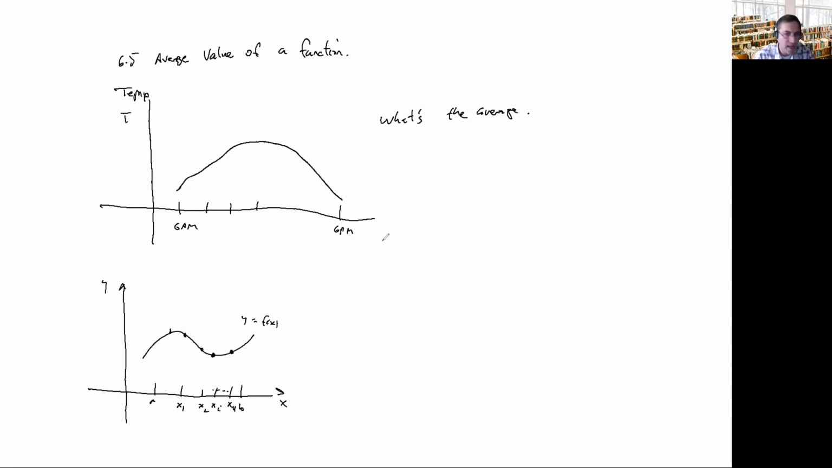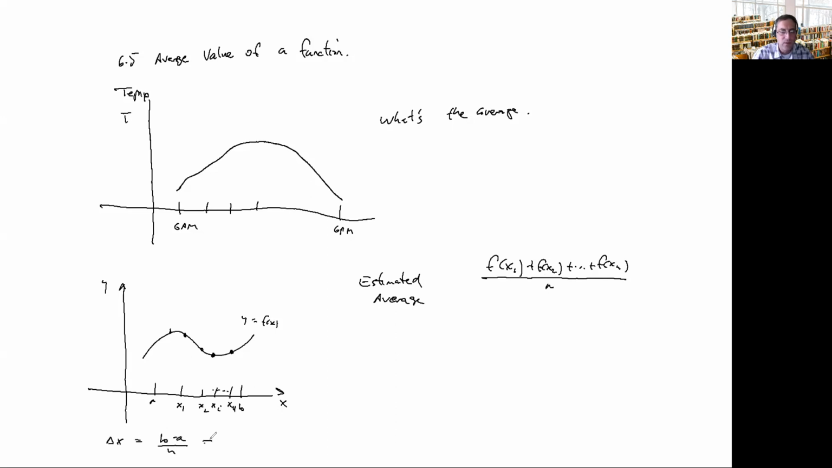So here's an estimated average value. We take the values along this curve, f of x1 plus f of x2, etc., and divide by n. That's how you average exam grades, for example. Now, what is n? Well, n is the number of subintervals. So b minus a over n is delta x.